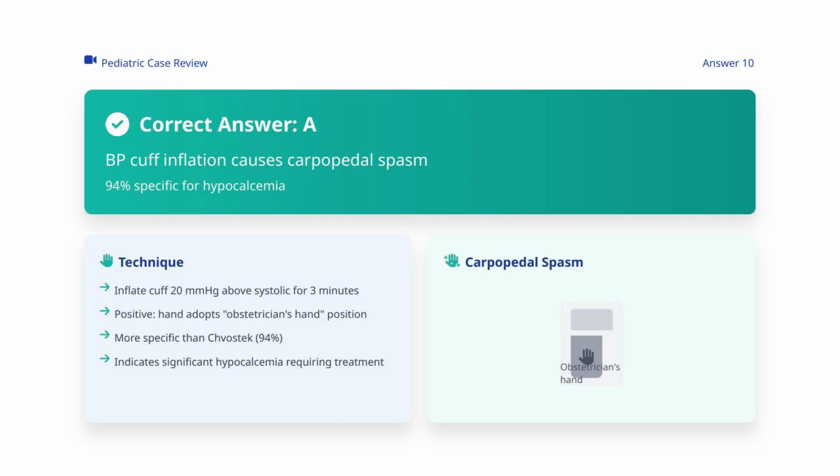Inflate the cuff 20 mm mercury above systolic pressure for 3 minutes. Positive Trousseau sign produces carpopedal spasm with the hand assuming the characteristic obstetrician's hand position, featuring flexed wrist, thumb adduction, and extended fingers. This sign is 94% specific for hypocalcemia, more reliable than Chvostek sign. A positive result indicates significant hypocalcemia requiring prompt calcium replacement therapy. Always check for both signs in suspected cases.